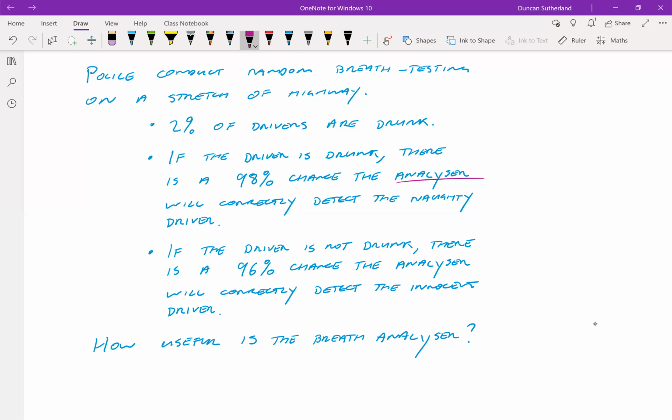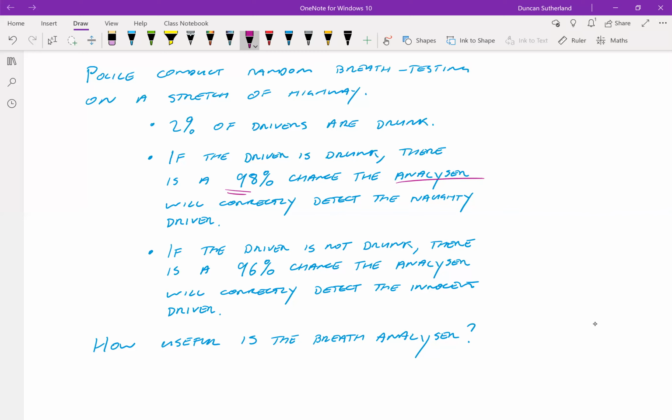So the question we're going to ask is, how useful is this breath test analyzer? How good is it? Is it actually doing a good job? There's a lot of information in this question that we've got to dissect, and it's all within the framework of conditional probability. So we really do have to start assigning some notation to this. So let's pick out some of the information that's useful first.